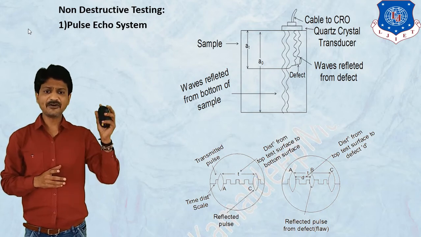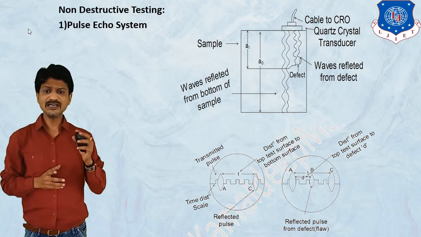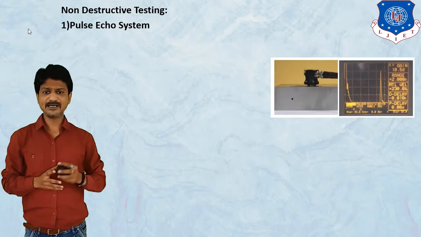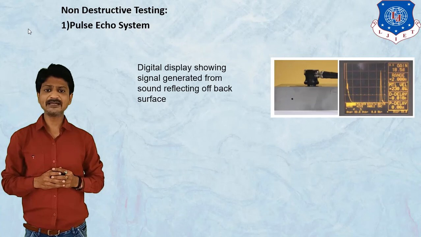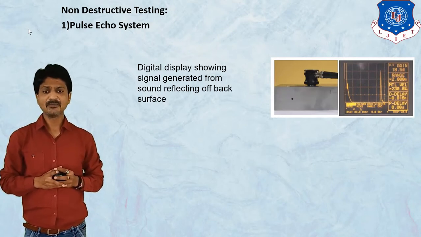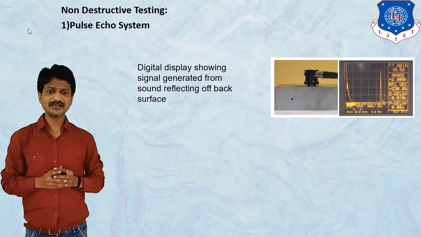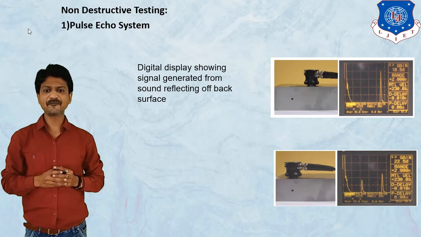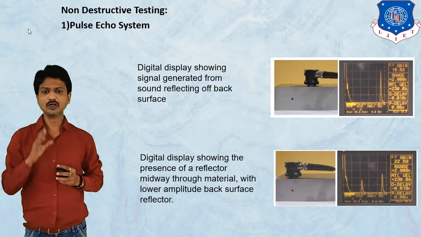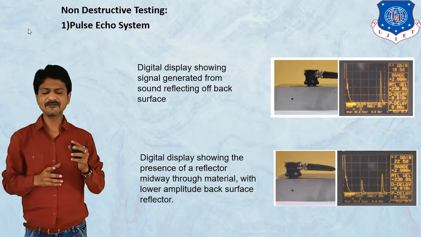Now, as you can see in the first image, the digital display shows the signal generated from sound reflecting off the back surface. That image shows us that there is no defect in the sample. But in the second image, you can see the display showing the presence of a reflector midway through the material, with a lower amplitude back surface reflection.